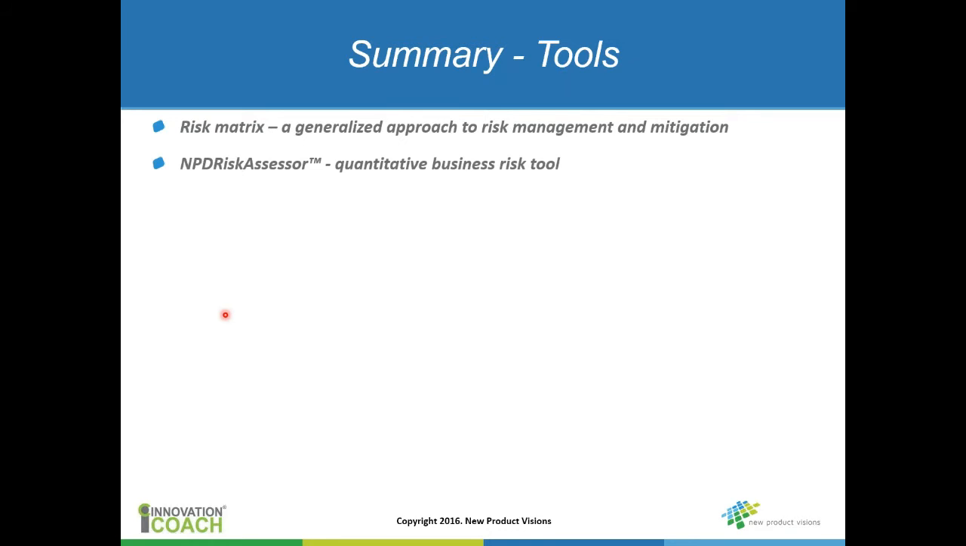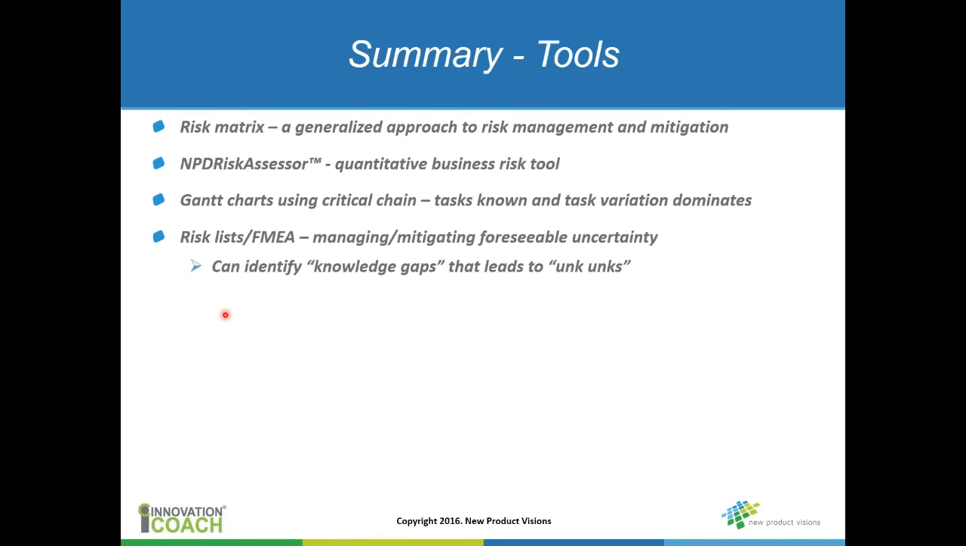I introduced you to the concept of the MPD risk assessor. That's a quantitative business risk tool. I think it's a great tool if you want to quantify risk within the project. Then Gantt charts using the critical chain technique. That's a very good technique when you know what the tasks are and you're managing task variation. So that's where Gantt charts really come into play, where you have known tasks and you're just managing task variation.